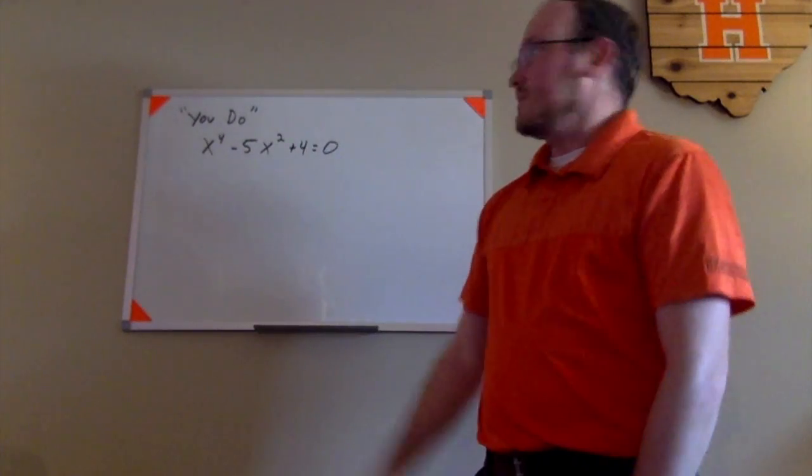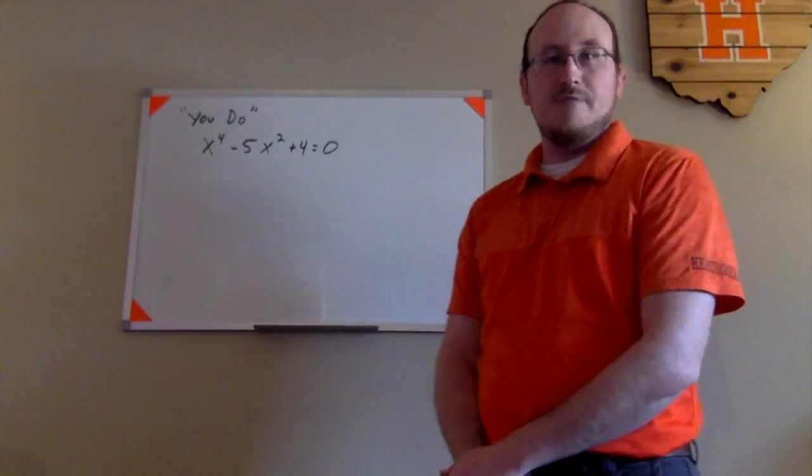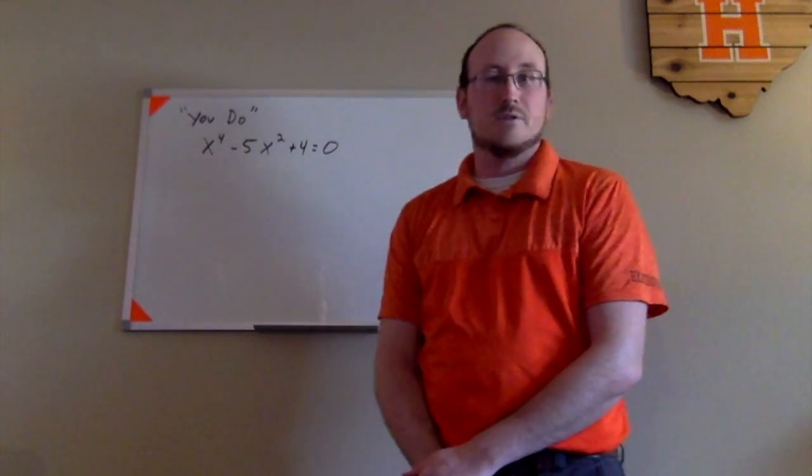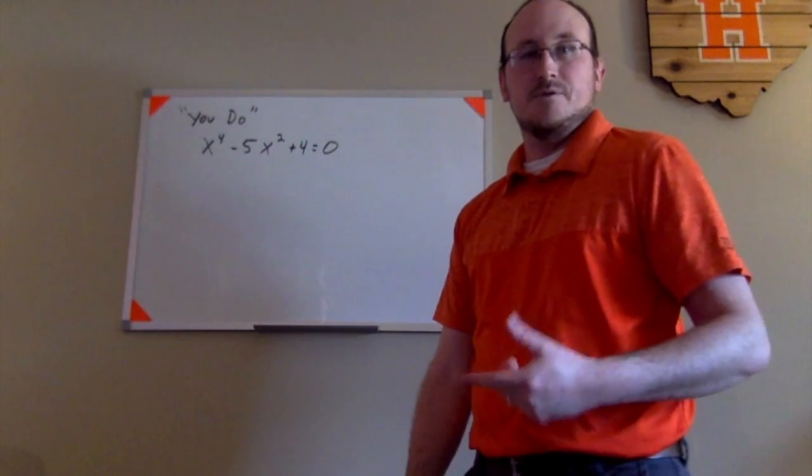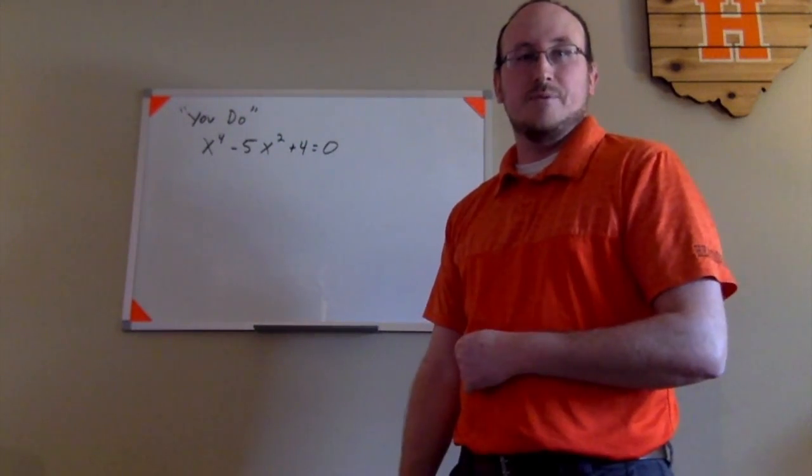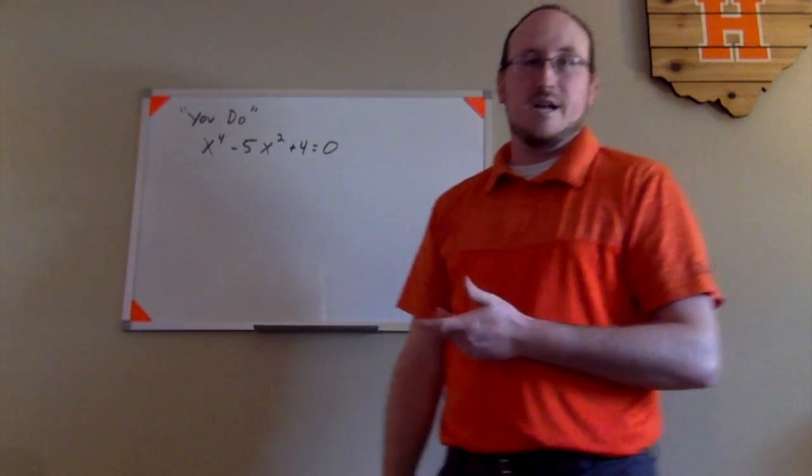I'll have you take a look at this one next. x to the fourth minus 5x squared plus 4 equals 0. See if you can make use of that substitution trick that I just showed you in the previous example, and then check it against my work on the slides that follow.